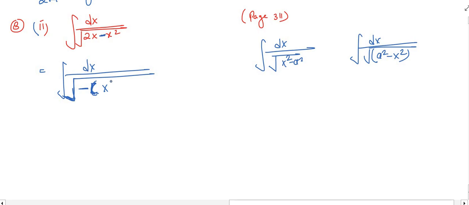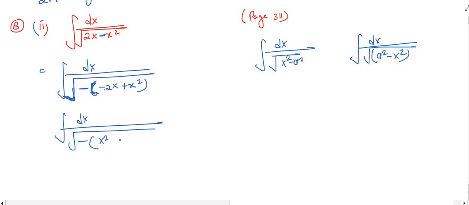Okay, so it will be what? If I take it common inside the root, 2x will become minus of, because I have taken common, minus of 2x plus x square. Now I can write it as under root of minus of, can I change the order? So it is x square minus 2x. After this we use the method of completing the square. Just remember what to do here.